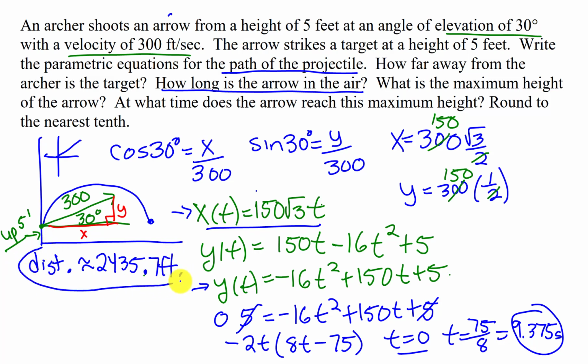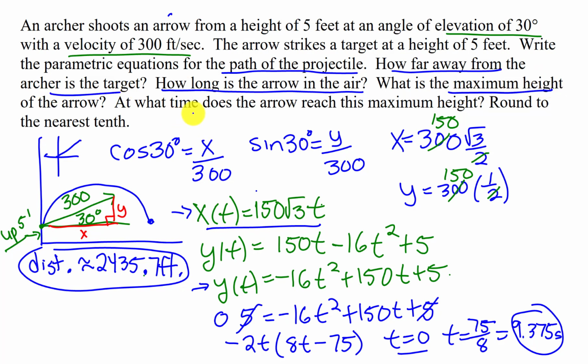Okay, so I found the time when it was 5 feet. If it was on the ground, I would have put a 0 there and solved it. And then I used that time in the x, which is the horizontal distance, to find out how far away the target was from the archer. All right, so we've answered those two questions.